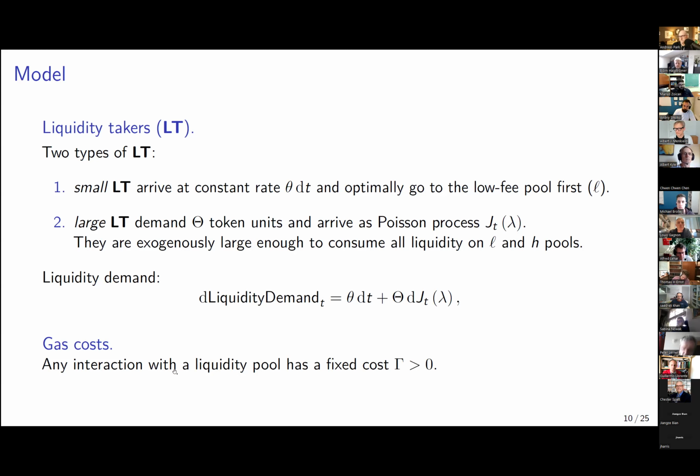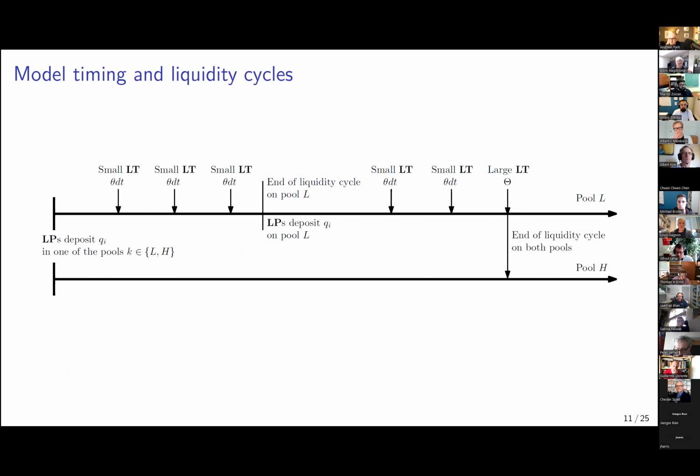And finally, we have a measure of gas costs. Any interaction with the pool, regardless of the size of the trade, you have to pay a fixed cost, that's the cost of interacting with the blockchain, or perhaps the opportunity cost of the time to manage your liquidity, gamma larger than 0. For the liquidity traders, we assume they have a high enough private valuation for the asset that they're always happy to pay these costs. For the liquidity provider, this is going to matter more.